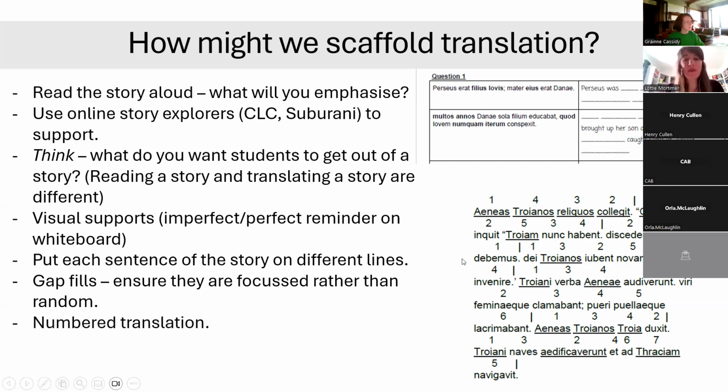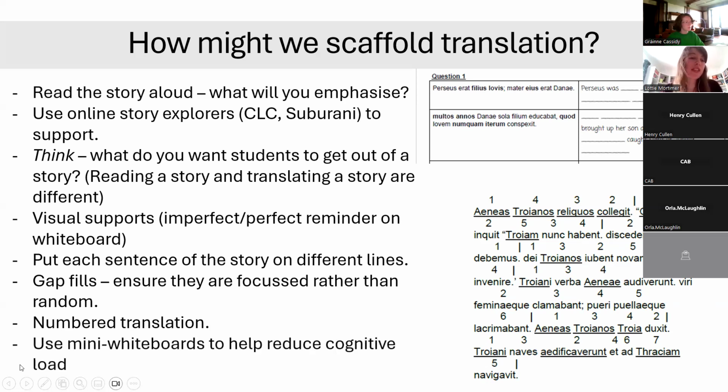Number translation, I know people have different opinions of that. If students are unsure where to start in a sentence, I mean, it depends whether you're trying to teach them to read, to write, or you're very much a find the verb person. But number translation can be helpful. Sometimes you might not think about it.